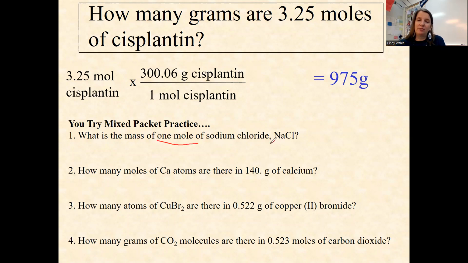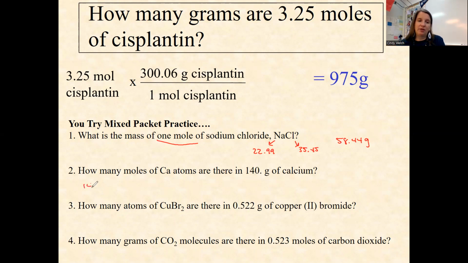So you just have to look up the values of sodium, which is 22.99, and chlorine, which is 35.45, and just add those together. Sorry, I was looking at the next problem. The molar mass of sodium chloride is 58.44 grams. How many moles of calcium atoms are there in 140 grams of calcium?